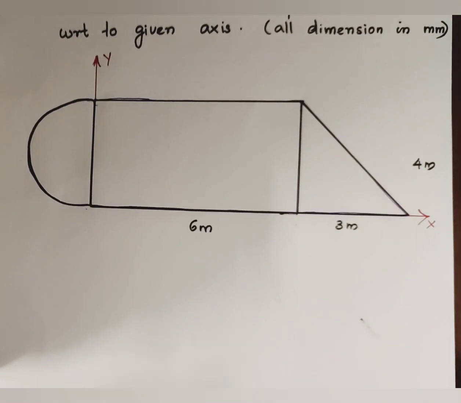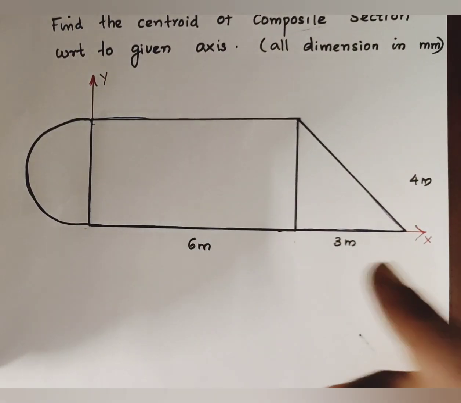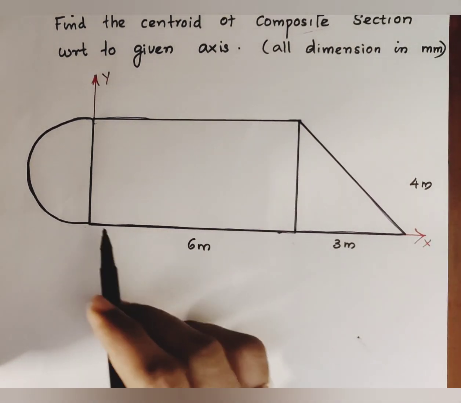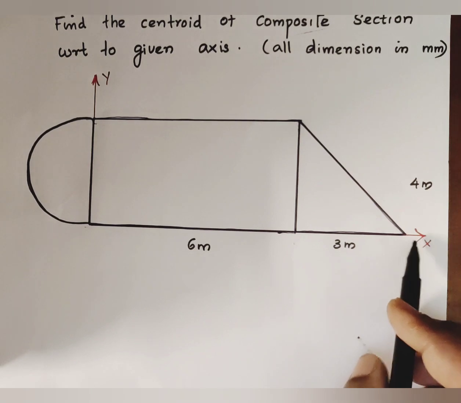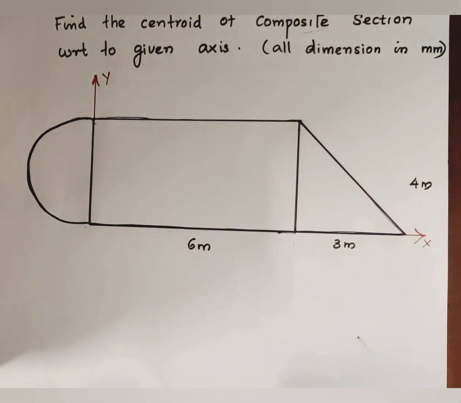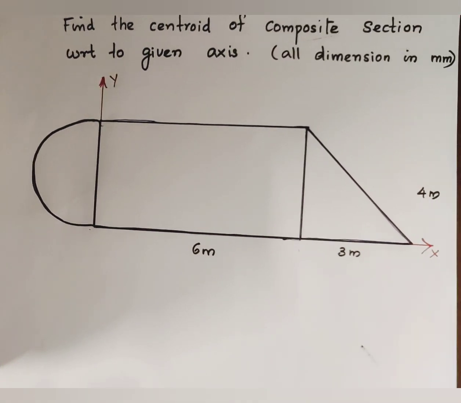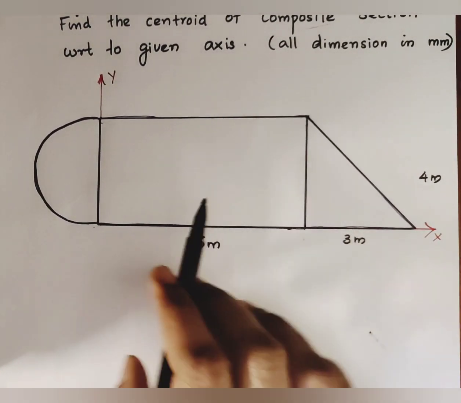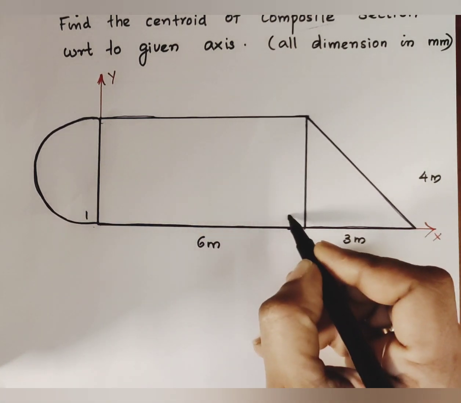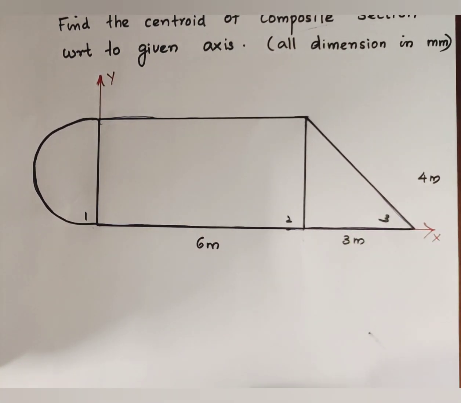So now in the second question, you are given an axis. With respect to the axis, you have to calculate the centroid. The axis is given, this is the OX axis and this is the OY axis. With respect to this given axis, you have to calculate the centroid. Here also we are splitting it into three figures. This is your first figure, second figure, and this is the third figure.